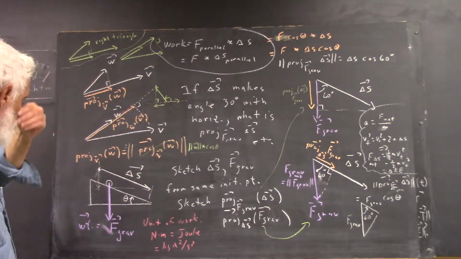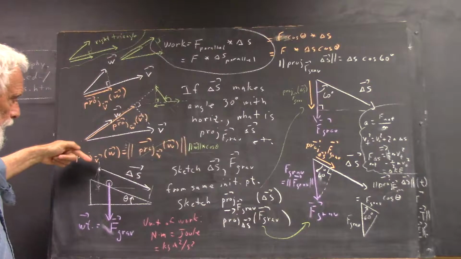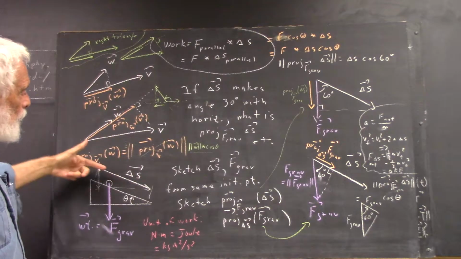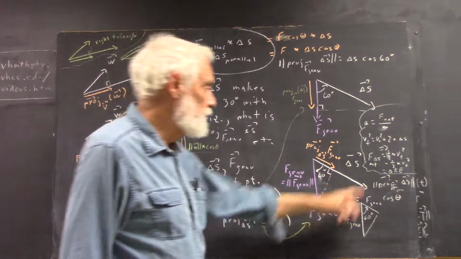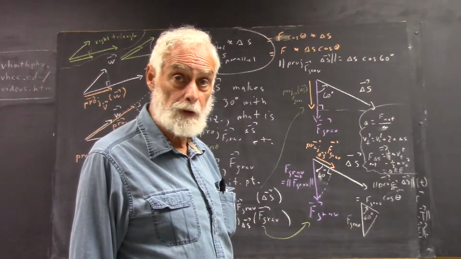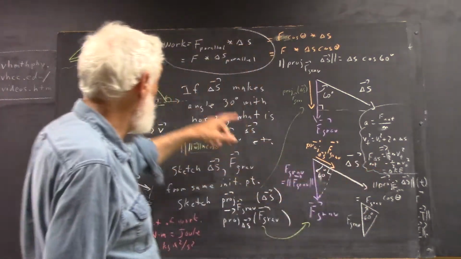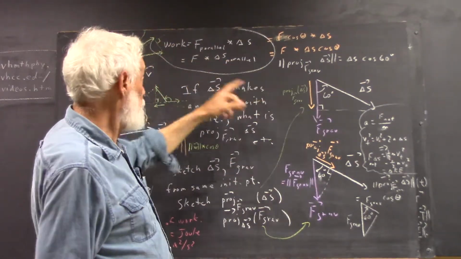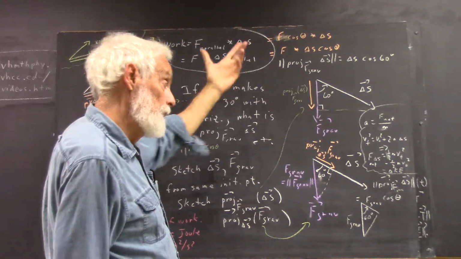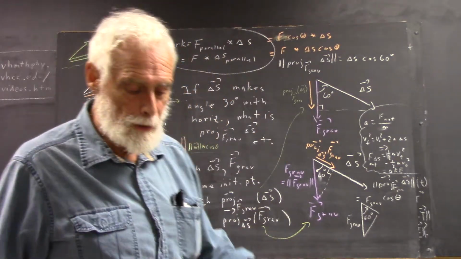Okay, so that's why this is important, and that's why I start the whole thing with projections, or use the projections to start getting a handle on how you get the work when the force is not in the same direction as your displacement. This assumes your force is in the same direction as your displacement. We modify it to F parallel times delta S, and note that that's the same as F times delta S parallel. We'll say a lot more about this.